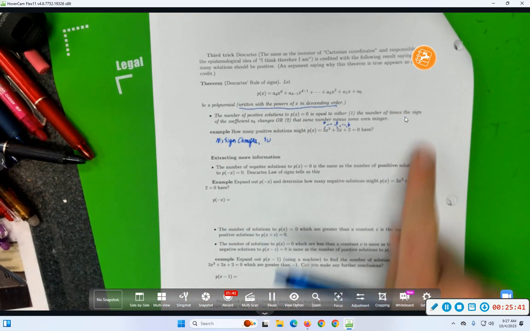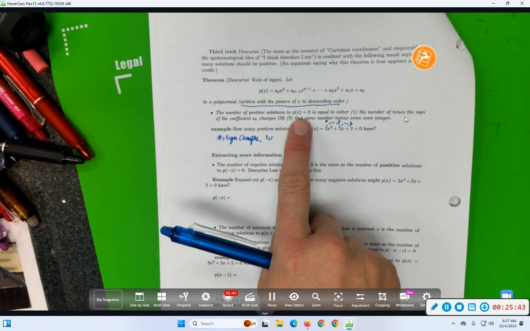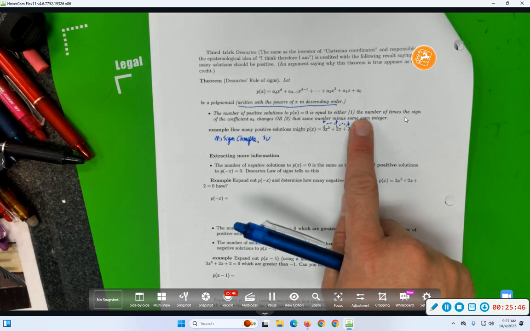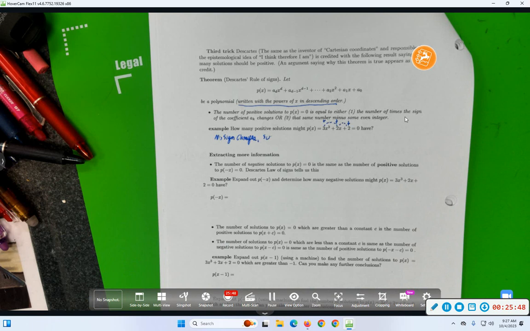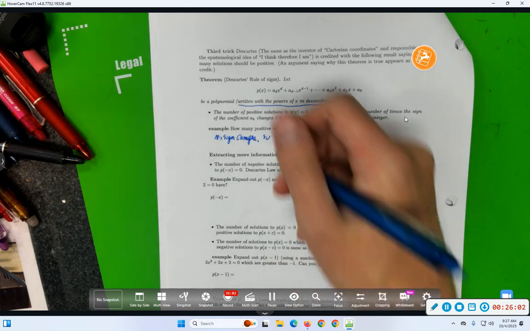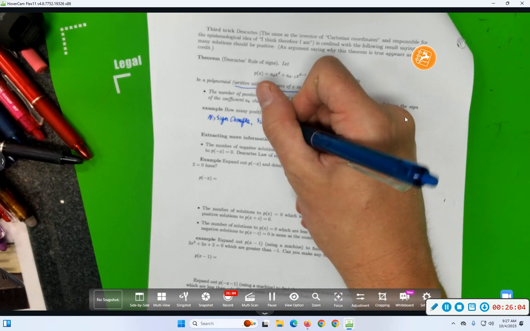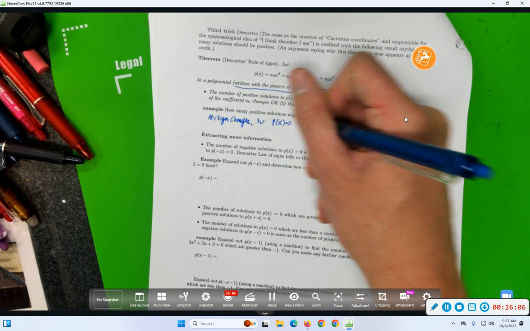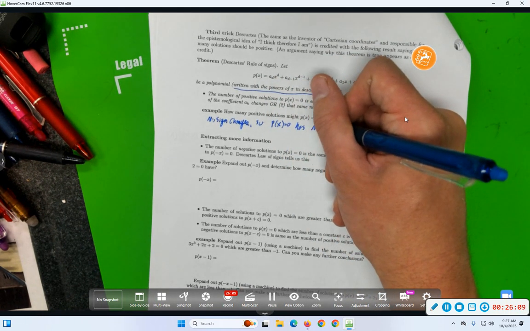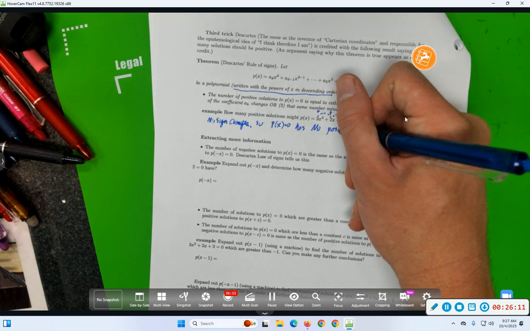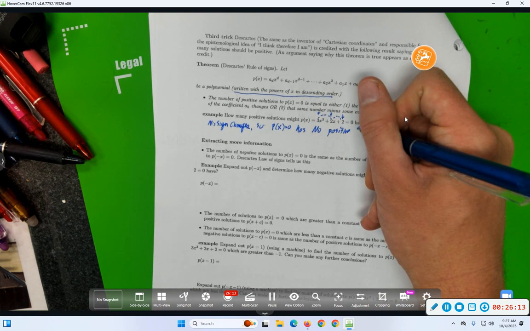So that means the number of positive solutions is equal to either 0 or 0 minus an even number. So it could be 0, or there could be negative 2 roots, or negative 4 roots, but would that mean anything? Does it make sense to say this equation has negative 4 solutions? No, so it just has no solutions. So P of x equals 0 has no positive solutions.